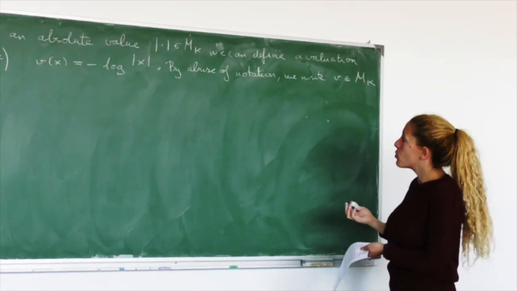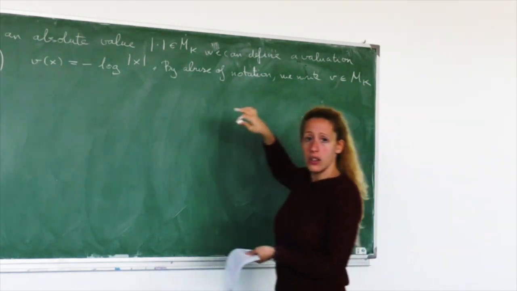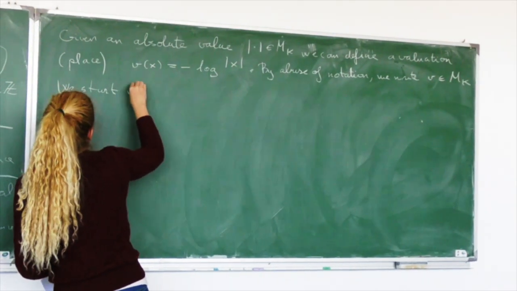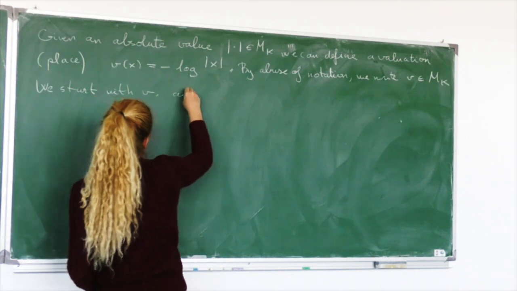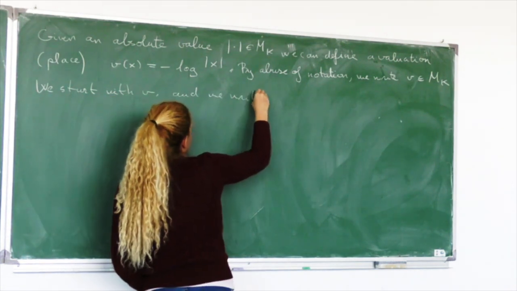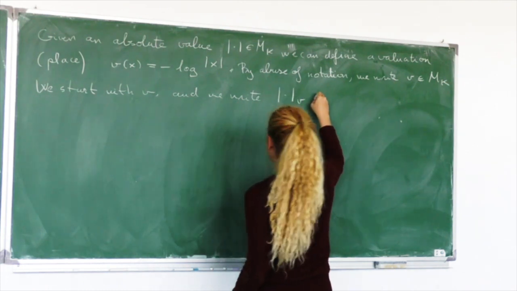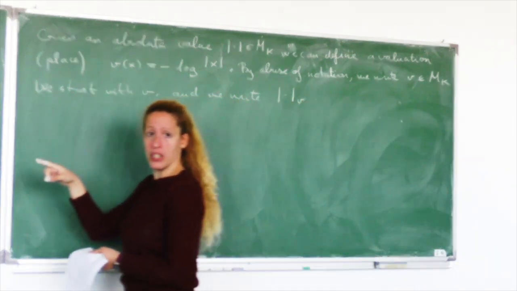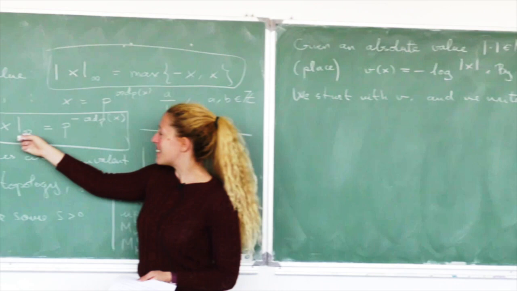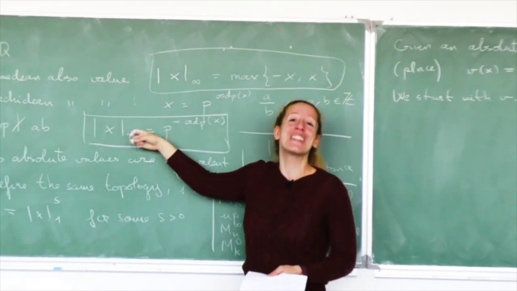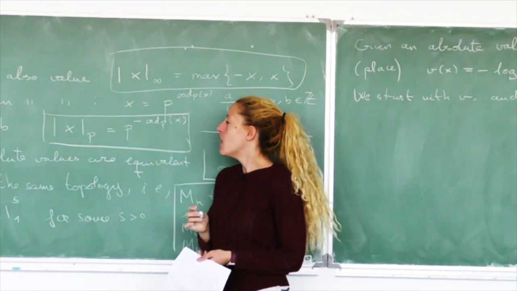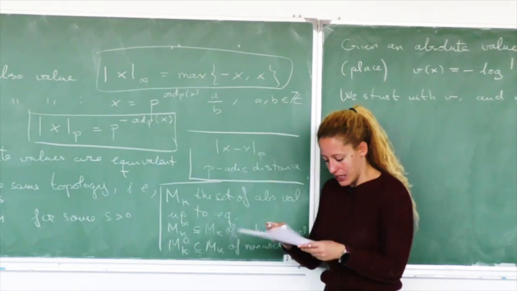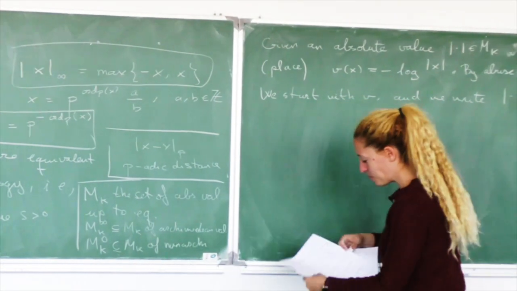And sometimes we start with the valuation B and we write the corresponding absolute value like this. Again, I go to the example that we had here. Here, this P is the valuation, because it's the order at P, so we call it the valuation at P. I know that it's confusing because they are kind of the same thing and we are mixing them, but I hope to be clear enough when I do examples to see what I mean.